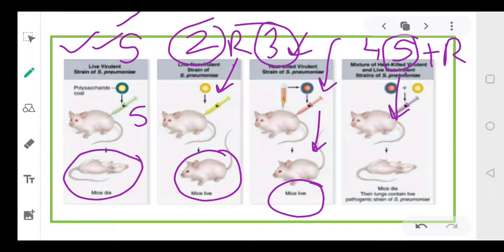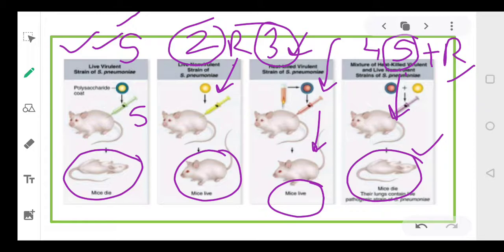S strain वो है जिससे बीमारी होती है, R strain वो है जिससे बीमारी नहीं होती. तो जिस पर्टिकुलर स्ट्रेन से बीमारी होती है वो हीट किल्ड है. ओके, and R is present, so R से बीमारी नहीं होती. But he was surprised, the result was surprising because the mice died.